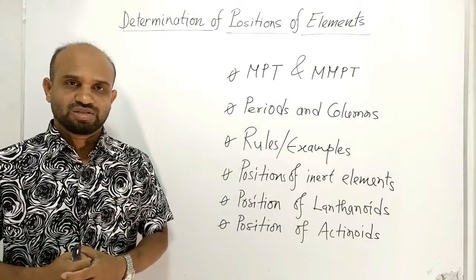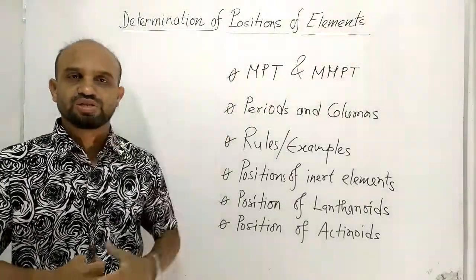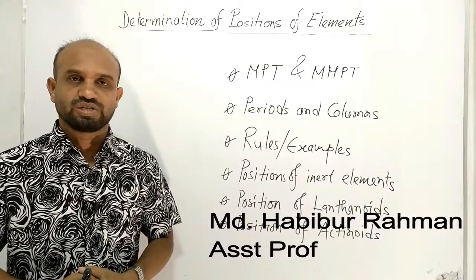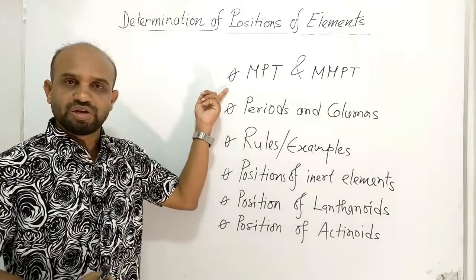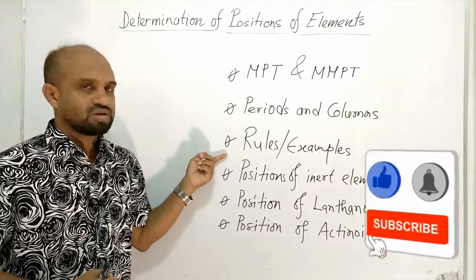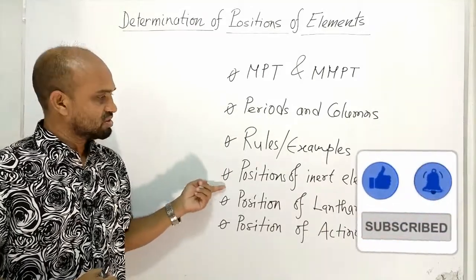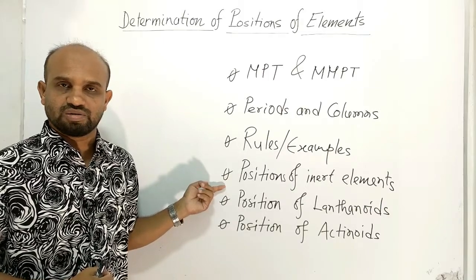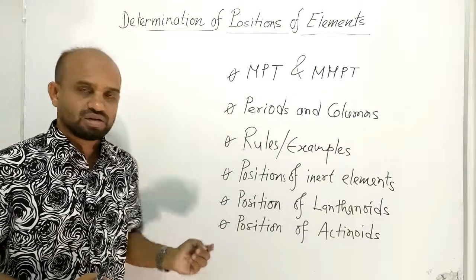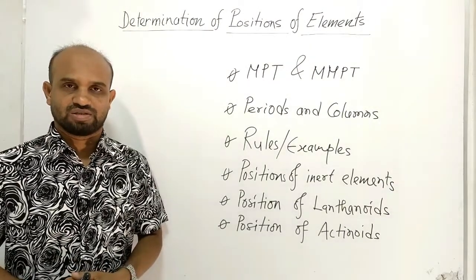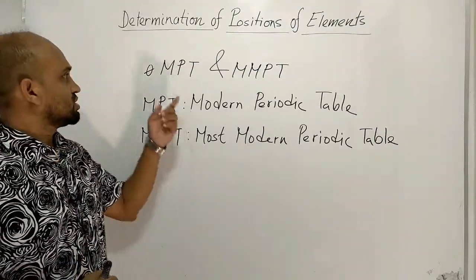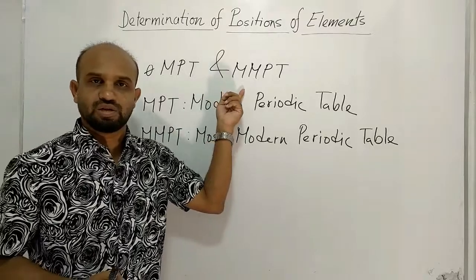Today I am going to discuss determination of positions of elements in the periodic table. In this lesson, the points to be discussed are MPT and MMPT, periods and columns, rules with examples, positions of inert elements, position of lanthanoids, and lastly position of actinoids. So let's begin. The very first point is MPT and MMPT.